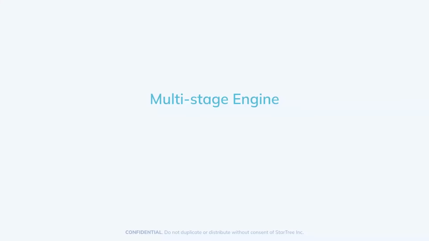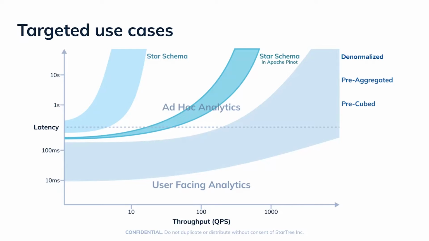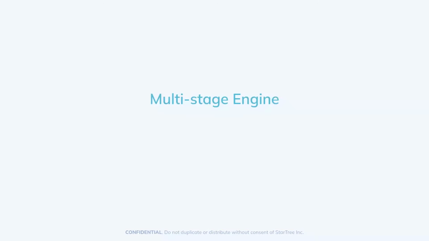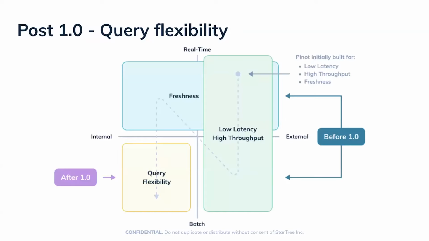So as you can imagine, the benefit for this is extremely high. You potentially can get rid of one external system. At the same time, you're actually gaining orders of magnitude in terms of performance. So here comes the multi-stage engine.